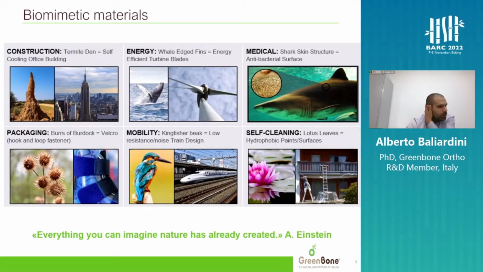Look at some examples. The fins of the whale have this shape created in millennia of evolution to move fluids as effectively as possible. And we have copied them to create wind turbines, which have the same function. And termite mounds capable of cooling themselves in the desert were used as a model to create buildings capable of dissipating heat. Shark skin for antibacterial surfaces, burdock flowers to create Velcro, kingfisher beak for the nose of trains, or lotus flower for self-cleaning surfaces.